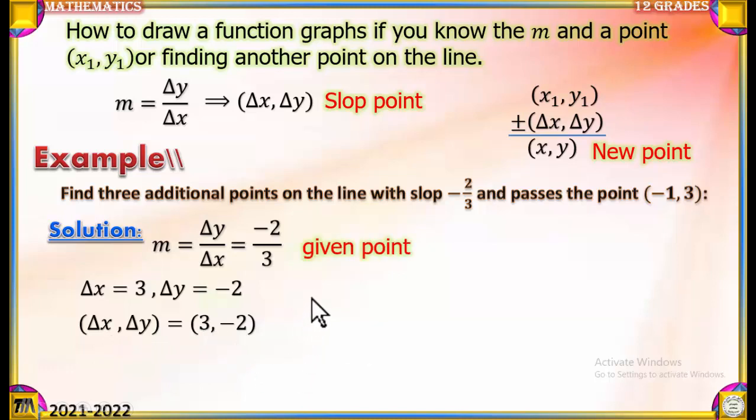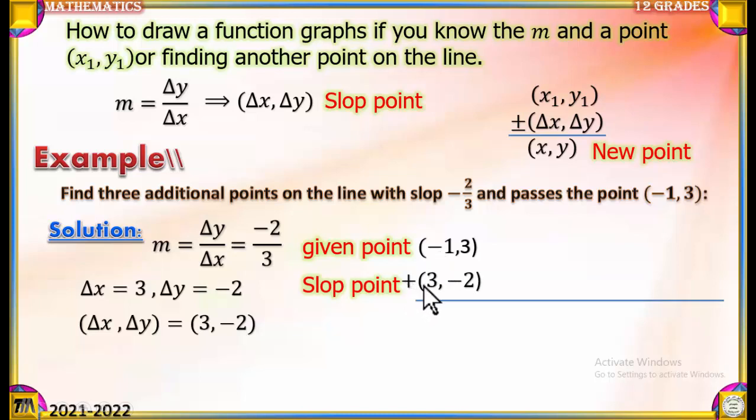And now take the given point which is (-1, 3) and the slope point (3, -2). Minus 1 plus 3 is 2. 3 plus minus 2 is 1. Then a new point is (2, 1). And now take this new point and write it here. (2, 1).